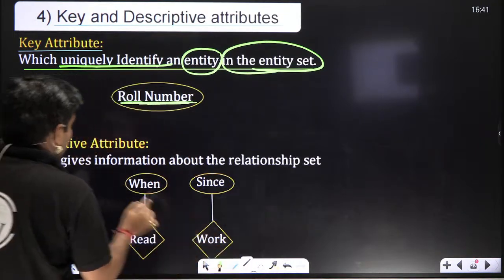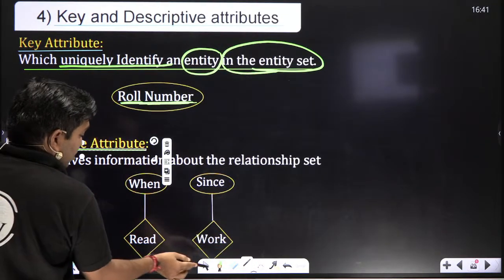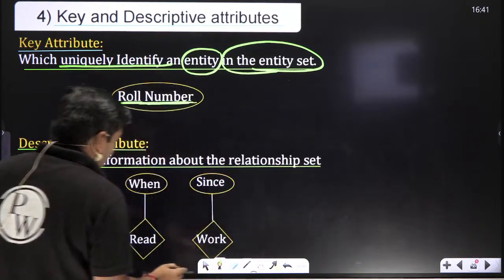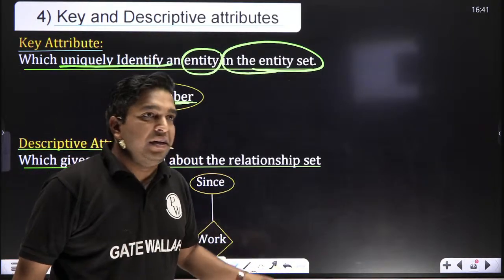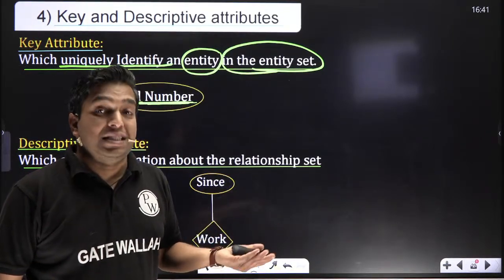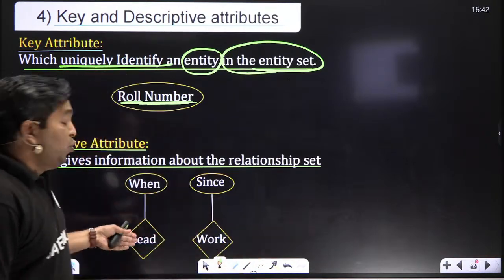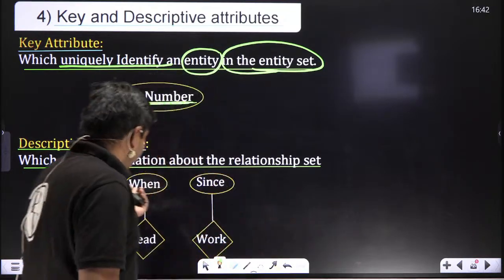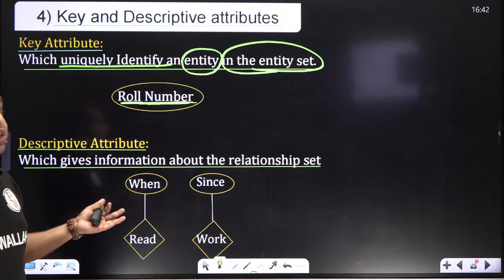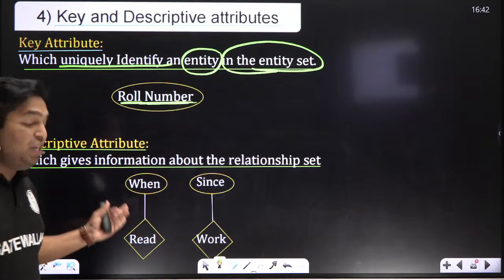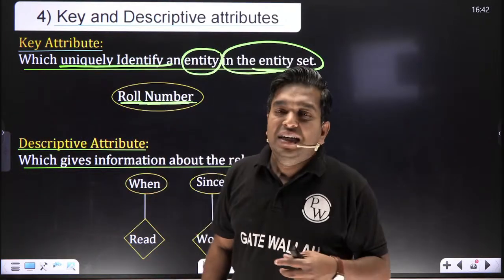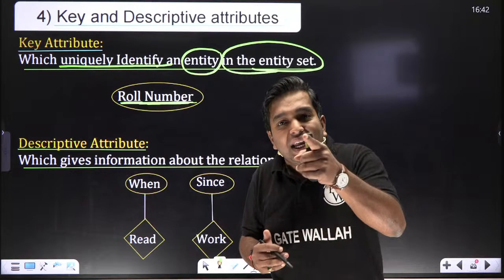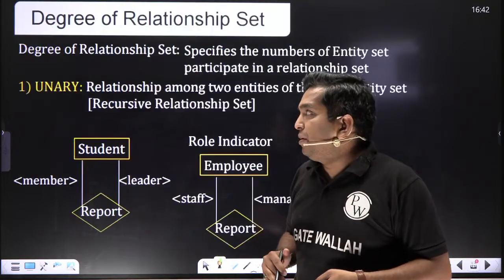Then descriptive attribute. Descriptive attribute means what? Which gives the information about the relationship set. For example, employee works in department. Since when has he been working? You are reading, then father asks, since when are you reading? When he or she started reading, that is the meaning of descriptive attribute, which tells something about the relationship set.